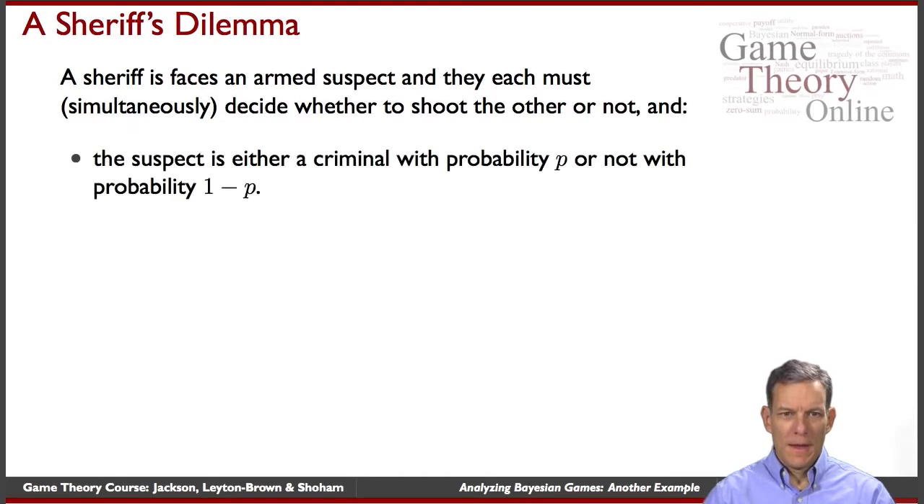But the idea is that you're faced with this dilemma: do you shoot or not when you're faced with the armed suspect? And in this case, let's suppose that the suspect is either a criminal with probability P or not with probability 1 minus P. So either they're guilty of some crime or they're innocent.